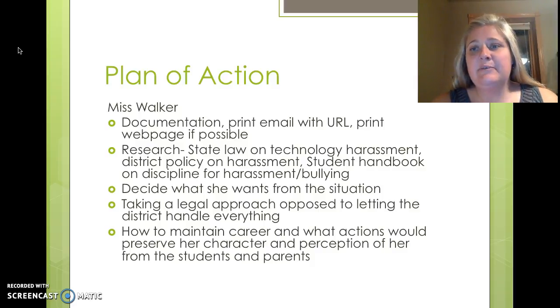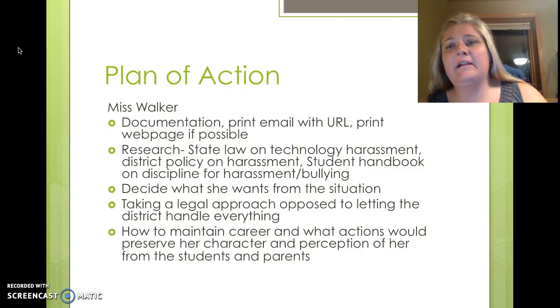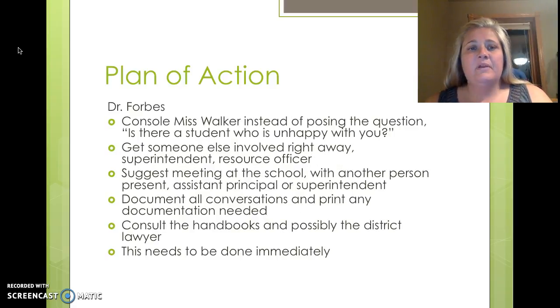And Miss Walker needs to keep in mind that she's not a tenured teacher. She's only taught 1 year, and the things that she does at this point will reflect on her career and possibly have repercussions. So her plan of action needs to be thought out, and with her career in mind, and also the students and the parents, and how it will reflect on her in the classroom.